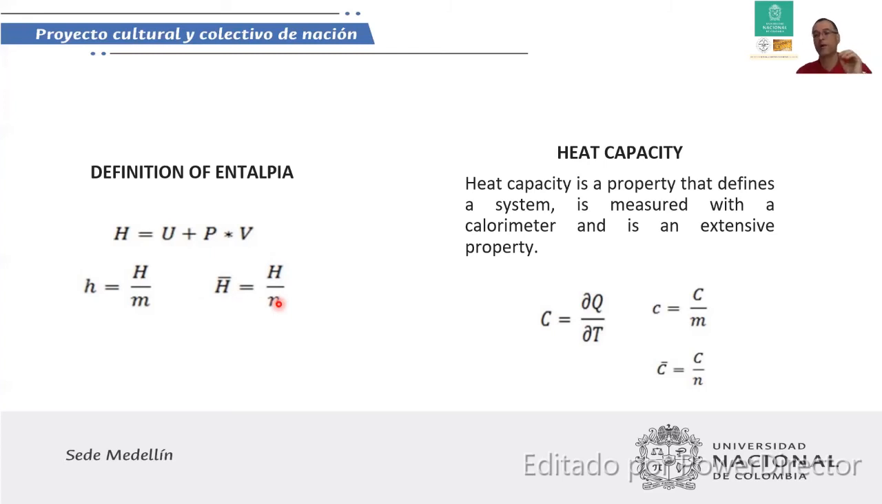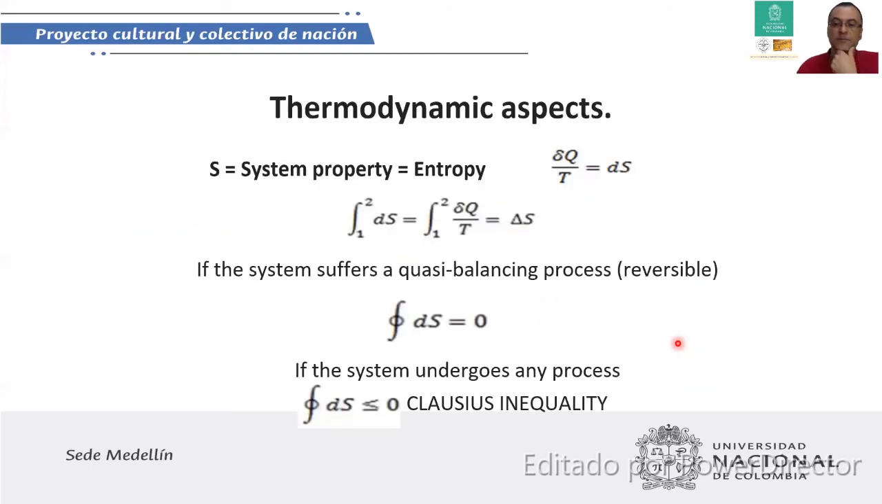Okay, another definition is heat capacity. Heat capacity is a property defined in a special system, as the change of the quantity of heat interchanged because of the difference of temperature in the system. This is the definition of heat capacity. It's a property that depends on the size of the system. In that sense, you could divide it by the mass or by the number of moles in order to make it intensive.